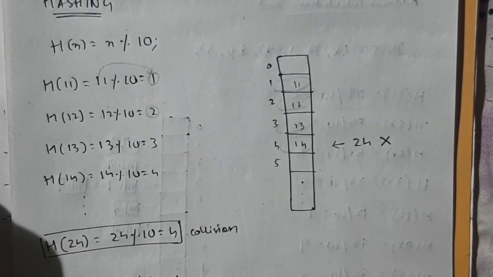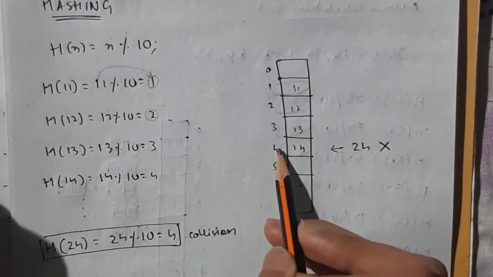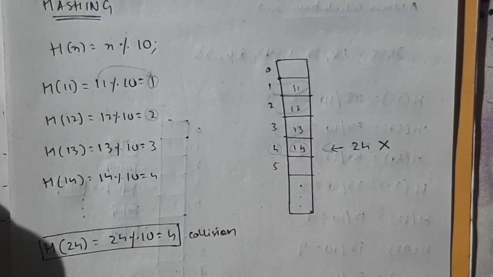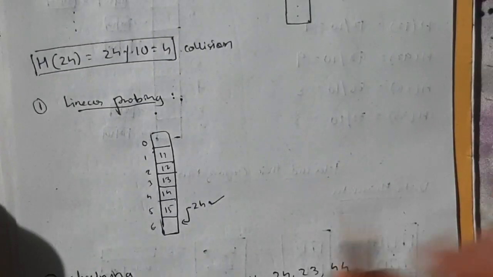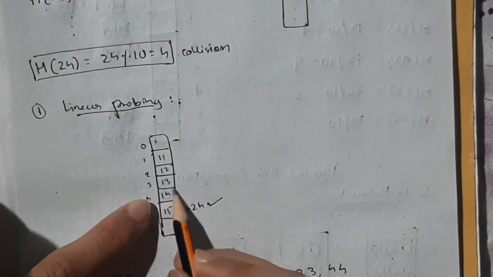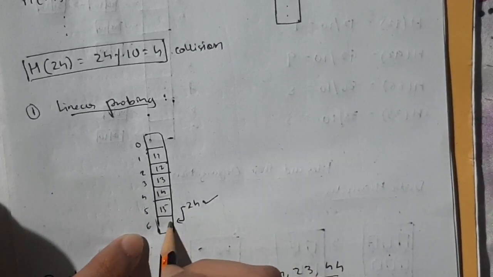Now suppose I have to store 24 also. 24 percent 10 is 4. If in position 4 it's already 14, we can't store 24, that's a collision. To resolve collision you have two things. One is linear probing. What does linear probing do? If that position is full, you need to check the next location. If that is also filled, then the next location which will be empty, that place you will store.